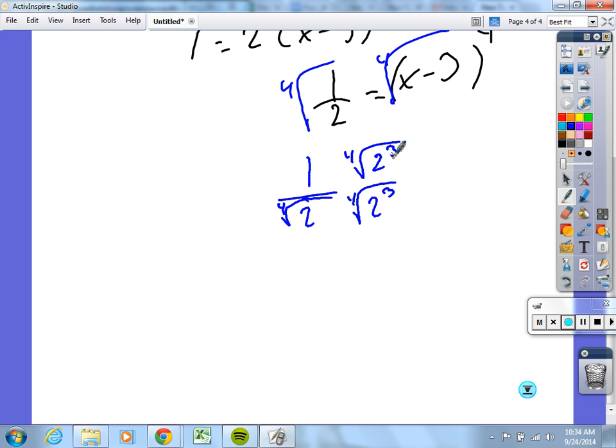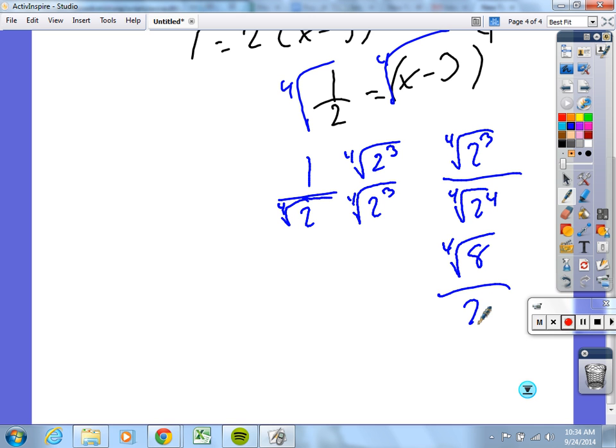Why am I doing that? Because now I have 2 times 2 to the 3rd, which is 2 to the 4th. And what's the 4th root of 2 to the 4th? 2. So this is now the 4th root of 2 to the 3rd over the 4th root of 2 to the 4th. And notice when you have 4th roots, you're looking for groups of 4. Do I have a group of 4? Yes, I do. So therefore, this is the 4th root of 8 over 2. I rationalize my denominator. Make sense? And that equals x minus 3.